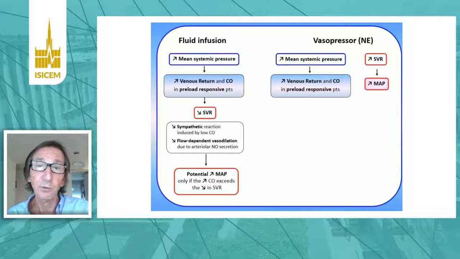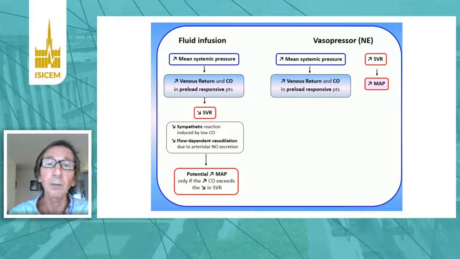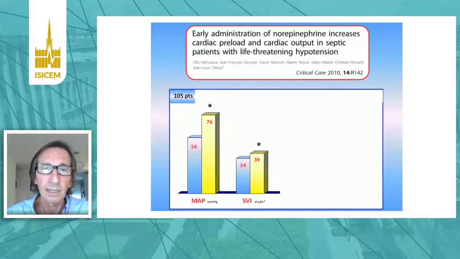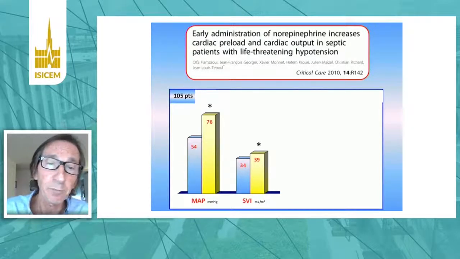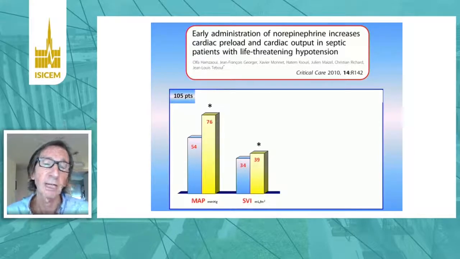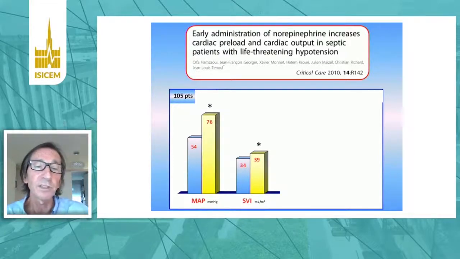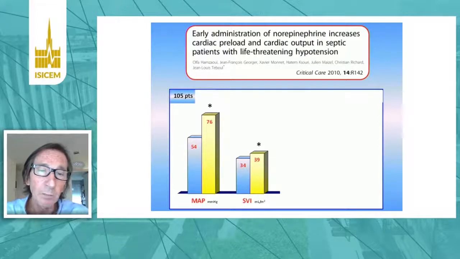This increase is associated with an increase in venous return and cardiac output only in preload responsive patients again. And this is what we observed with Olfa Hamzaoui and co-workers in our institution. We studied 105 patients with septic shock, and we gave norepinephrine to these patients with a very low MAP at baseline, only 54, and MAP increased to 76.